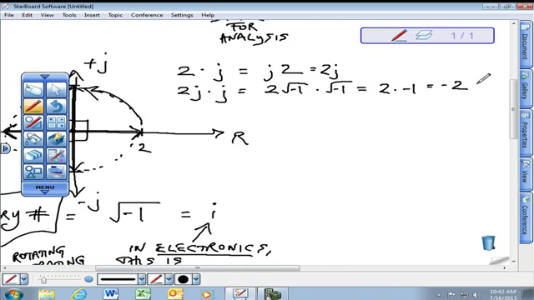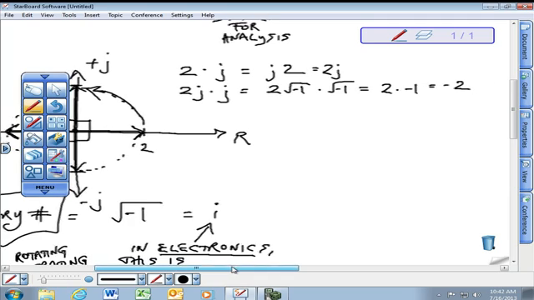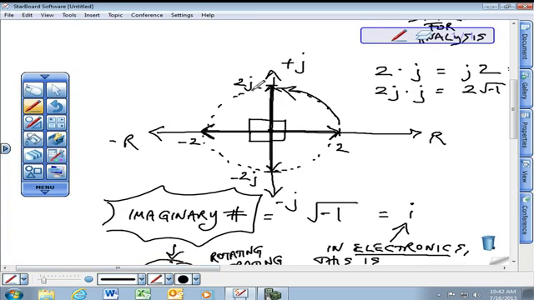In other words, notice your j's go away. If the j goes away, no j, what kind of number do you have here? It's a real number. This is a real number, it just happens to be negative. So we multiplied that imaginary number and rotated our phasor yet another 90 degrees, with our rotational operator known as the imaginary number j, the square root of negative 1. So 2j times j gets you negative 2.